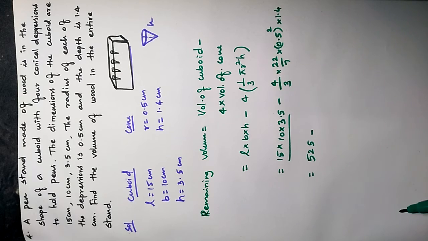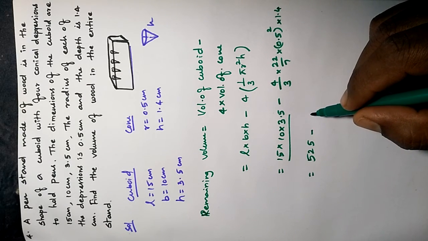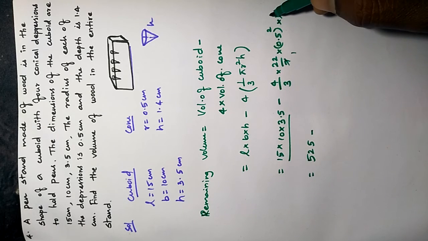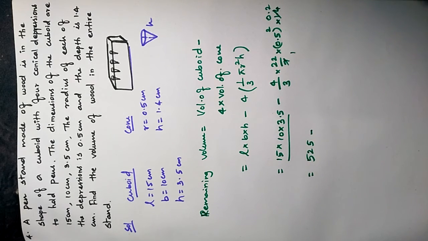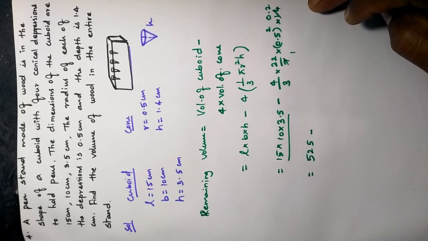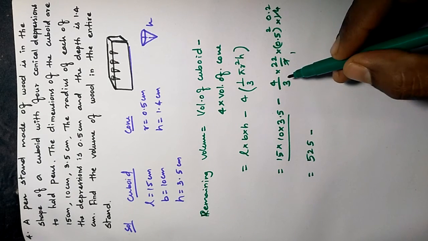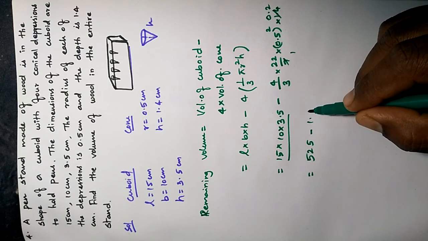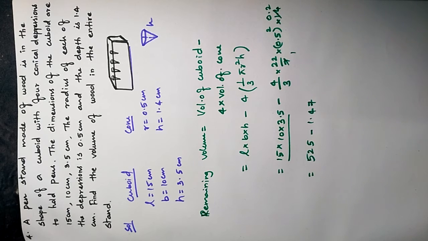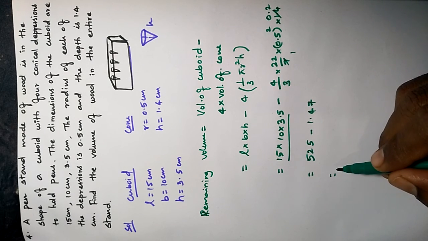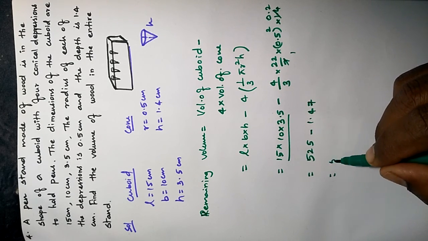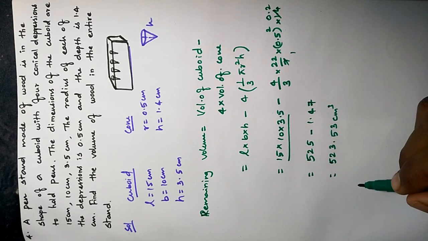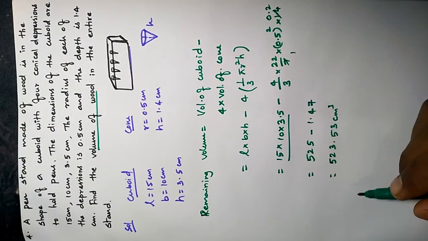So simplify, then if you multiply all these 3, you will get 525 minus, you can cancel this, 7 1s are 7, 7 2s are 14, and if any other things are able to cancel, you can cancel, otherwise just simplify, then you will get the final answer approximately 1.47. Okay, so if you subtract this, you will get 523.53 centimeter cube is the volume of wood.